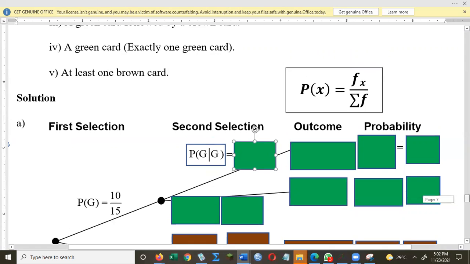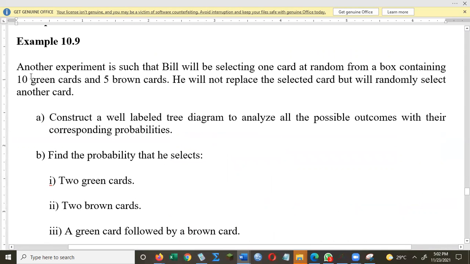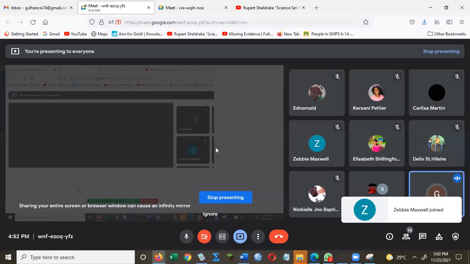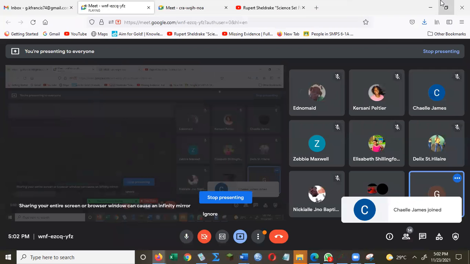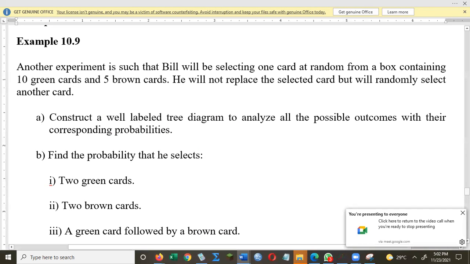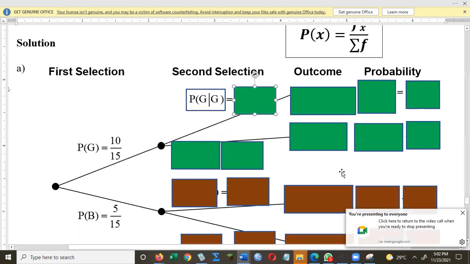14, because 9 green cards. Remember, you took out a green card. So it's 9 and 5, 14 cards in all, isn't that so? So think about it. Take out a green, you put it on the side. The conditions in the box will not be 10 and 5, it will be 9 and 5. 9 and 5 is 14. So the probability of him getting another green is 9 over 14. Okay?